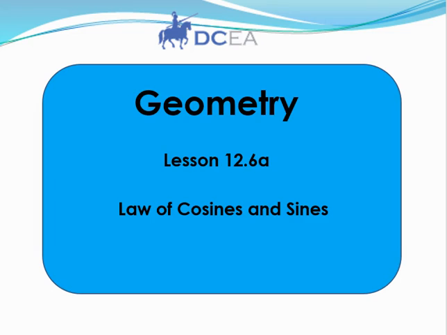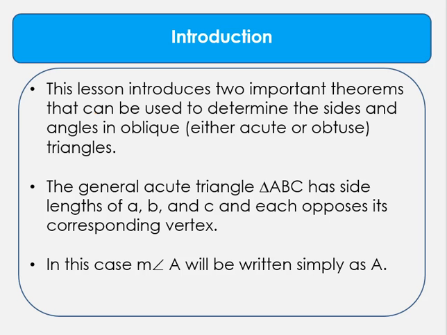12.6a, the law of cosines and the law of sines, and this will be the last video for geometry. This lesson is going to introduce two important theorems that can be used to determine the sides and angles in oblique, either acute or obtuse triangles. So we can use trig ratios and theorems to solve triangles that are not right triangles. Basically what we do is drop altitudes in the triangles and make right triangles to do this.